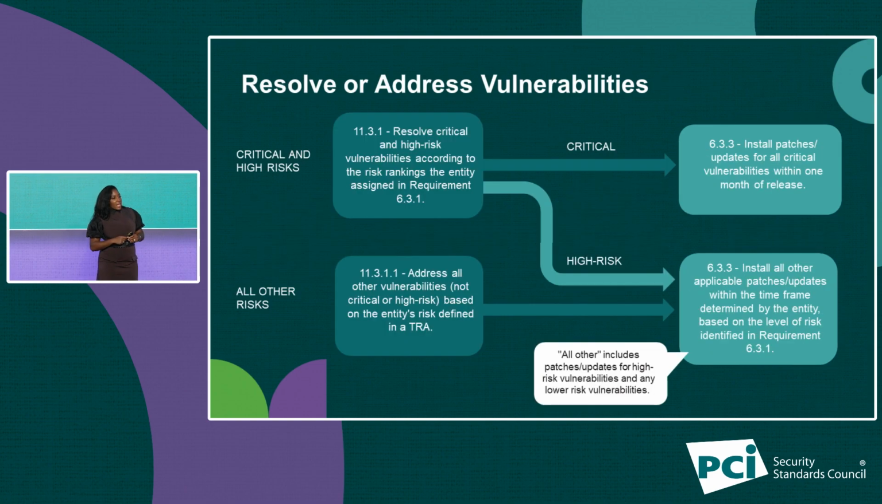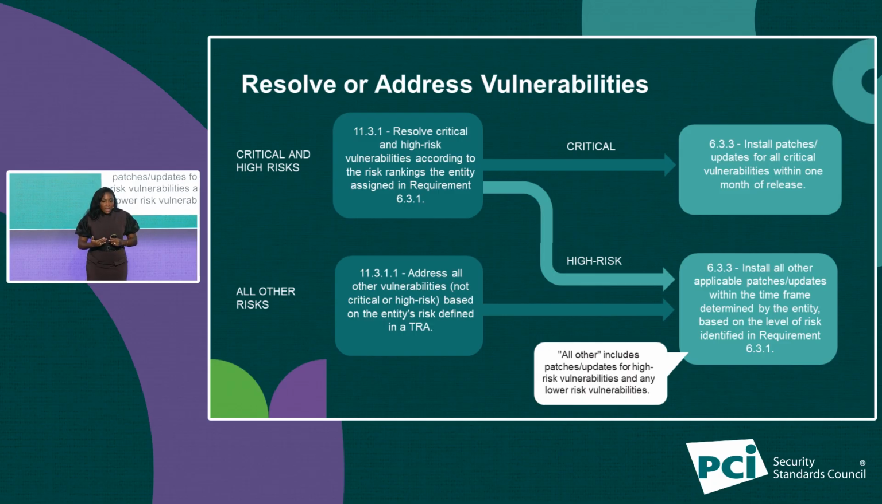And let's talk about PCI DSS requirements for resolving and addressing vulnerabilities. You identified your critical or high-risk vulnerabilities according to the risk ranking that we just mentioned. For critical vulnerabilities, they must be resolved by installing patches within 1 month. And for high-risk vulnerabilities, they're resolved by installing patches within the time frame that you determine based on your identified level of risk. For all of the other risk rankings that are not high risk, you address them based on a targeted risk analysis that you prepare.